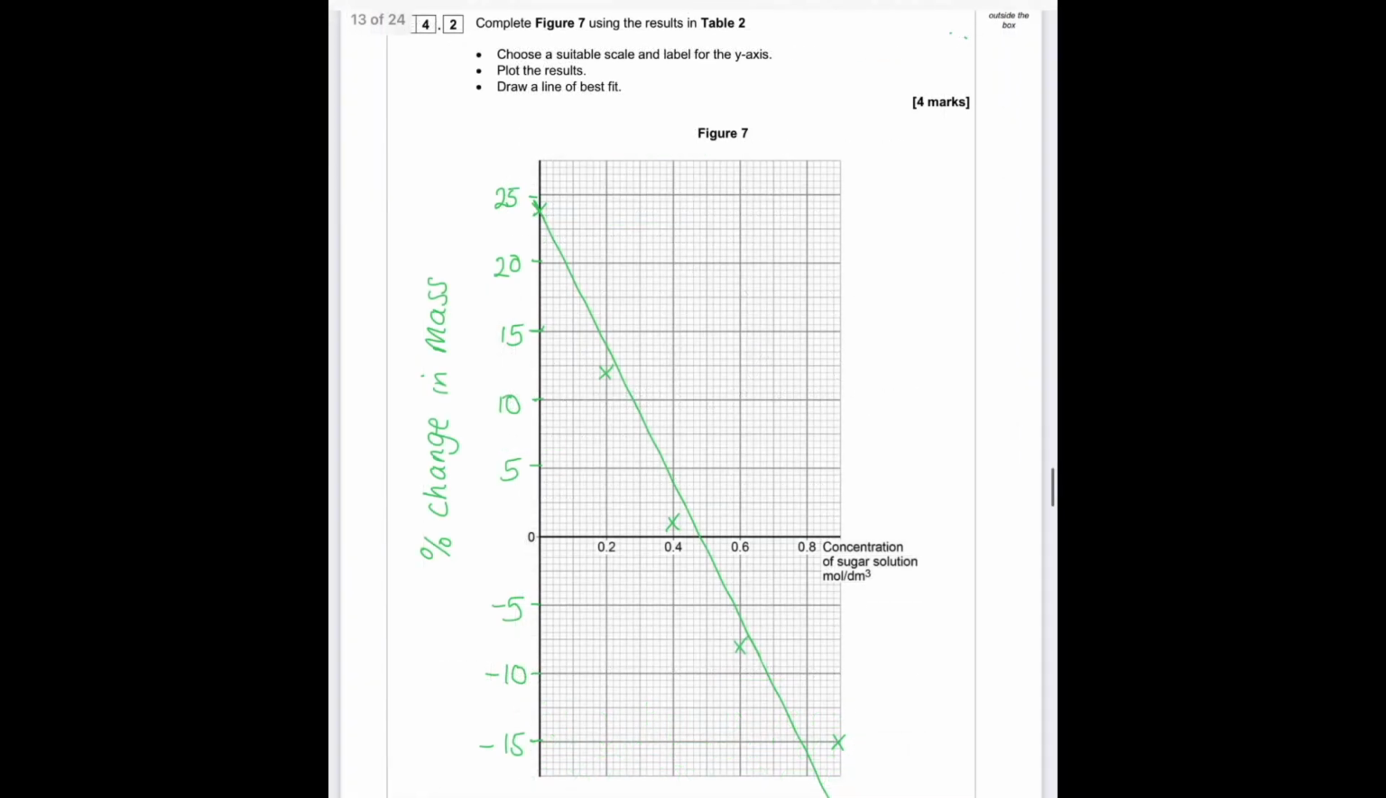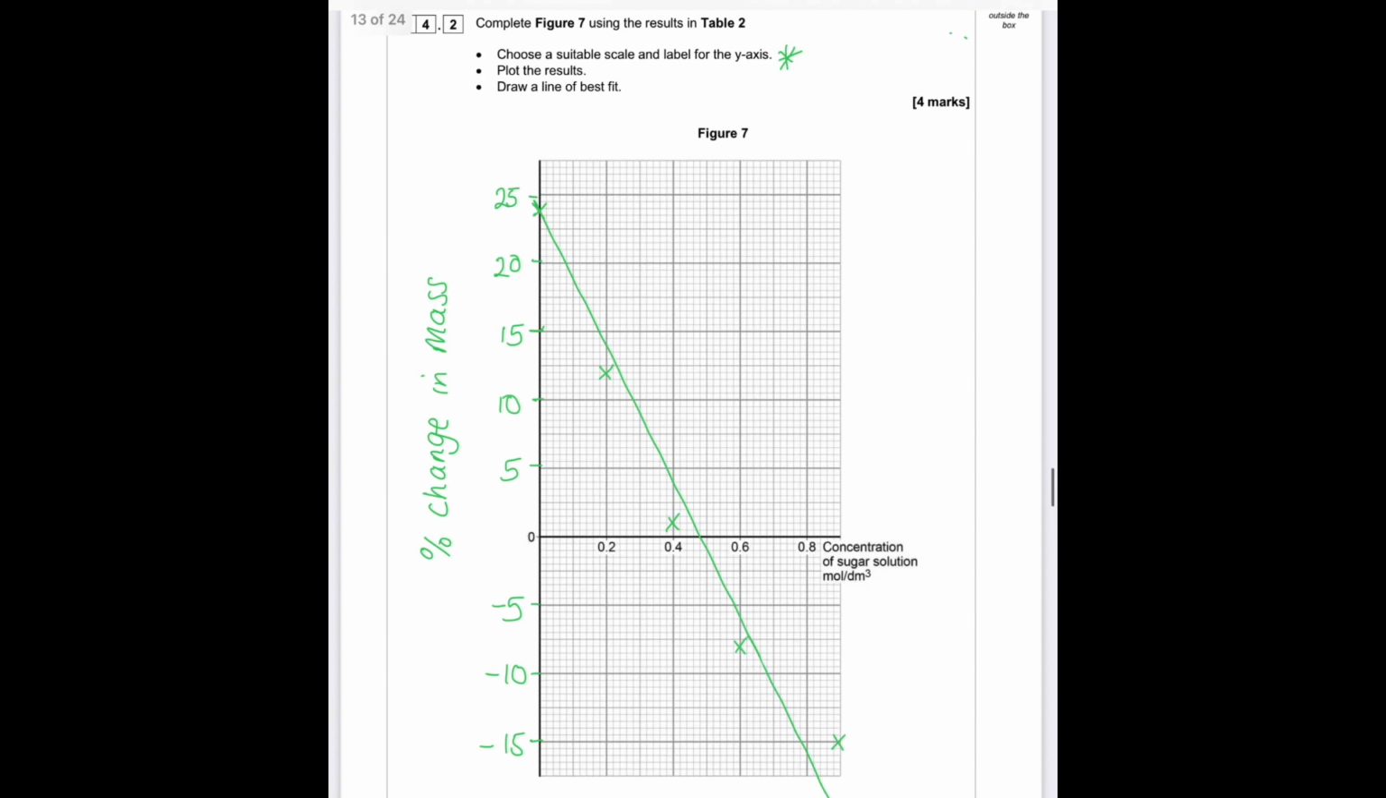For this question, first of all, we needed to label and choose a scale for our y-axis. So you get 1 mark for choosing a suitable scale. Now I've chosen to have differences of 5 because that allows me to get my smallest and my largest number on. And the label for the axis is the percentage change in mass. So you have to do both of those things correctly to get 1 mark.